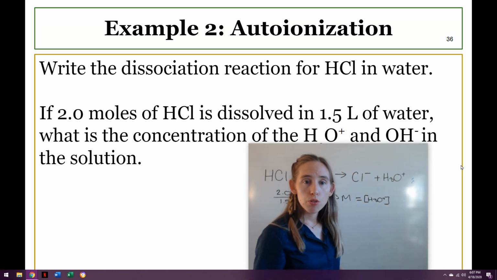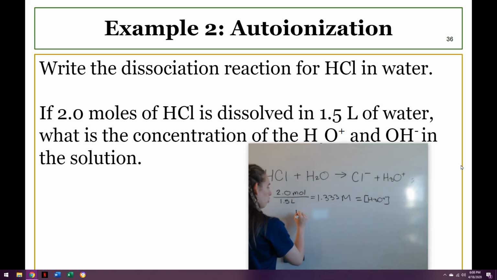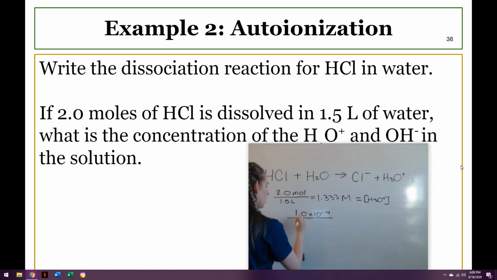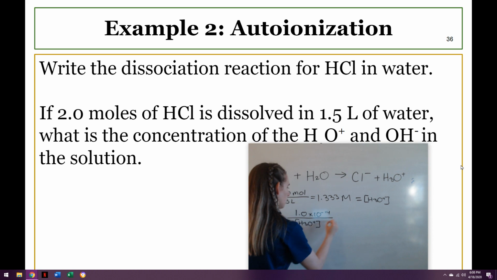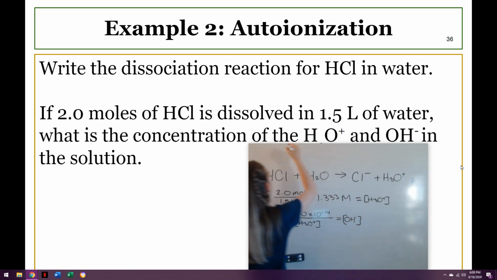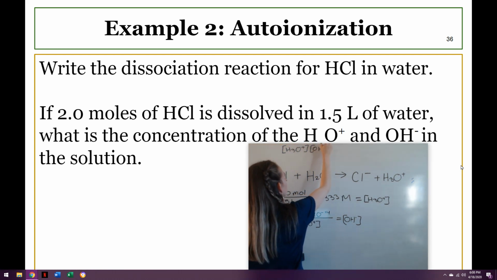Then it says to find the concentration of OH. Well, we know that our 1.0 times 10 to the negative 14 divided by H3O is equal to OH. And that is from this, our equilibrium concentration, or equilibrium expression for water.